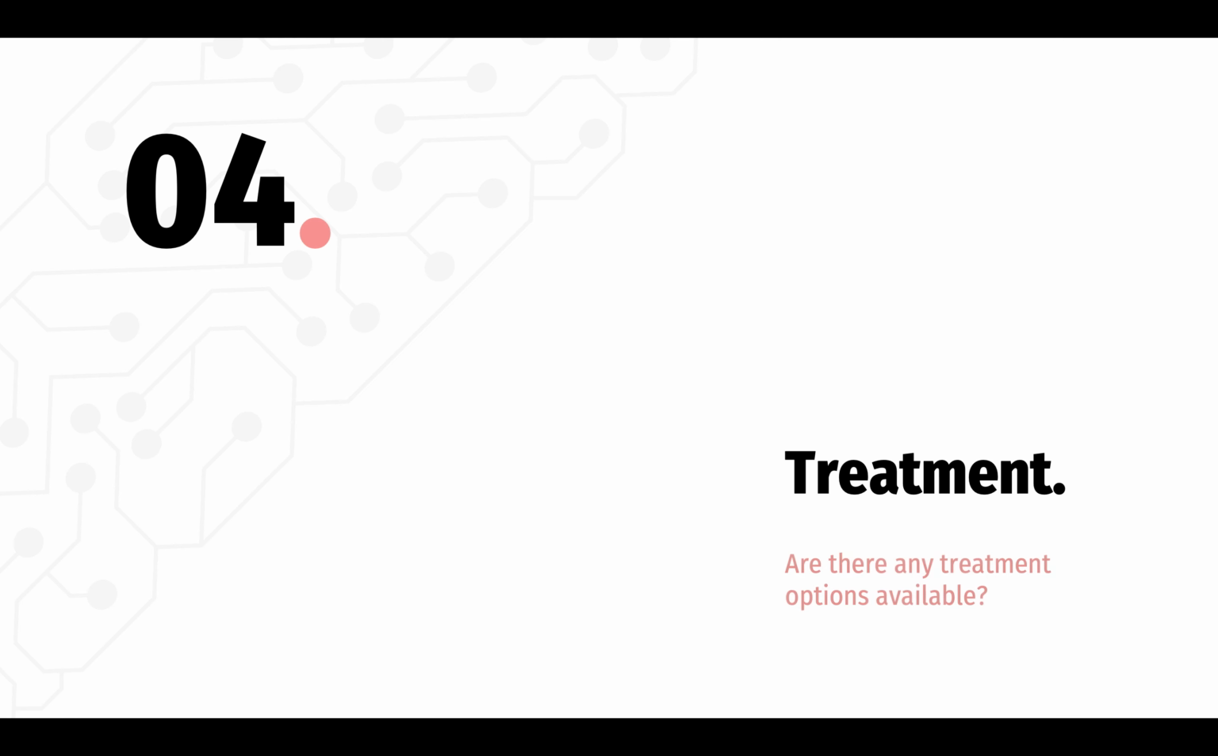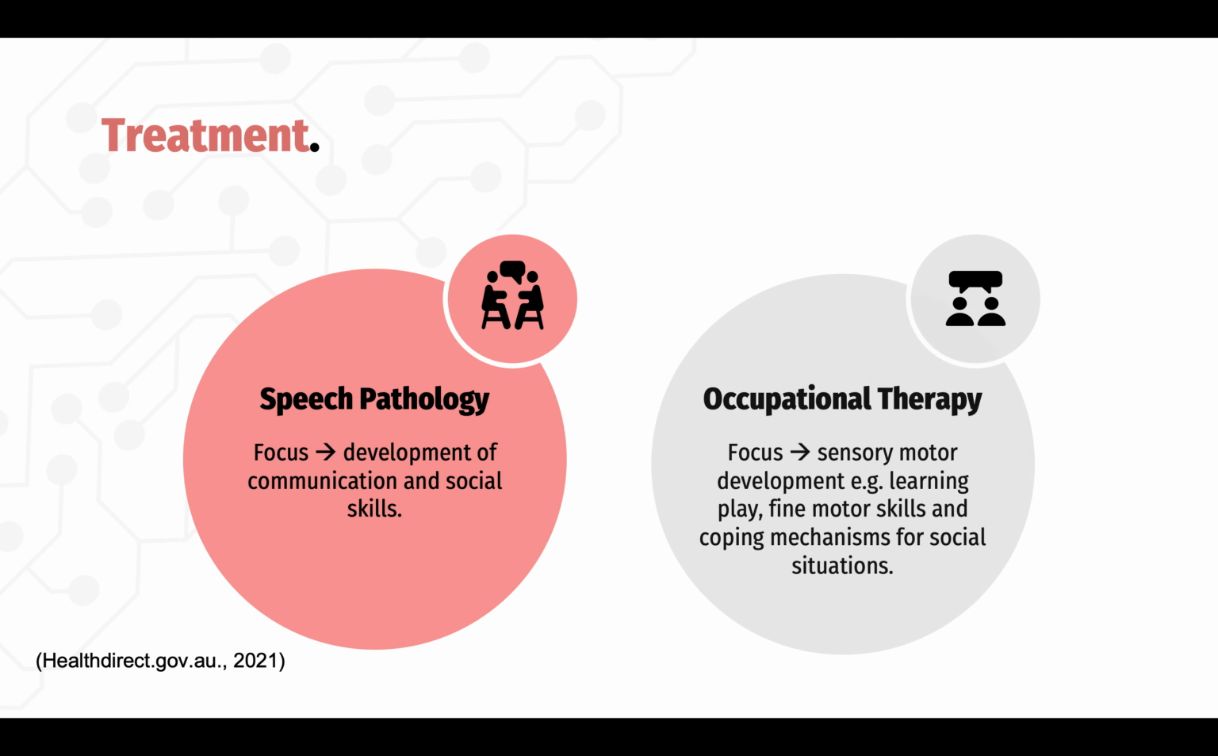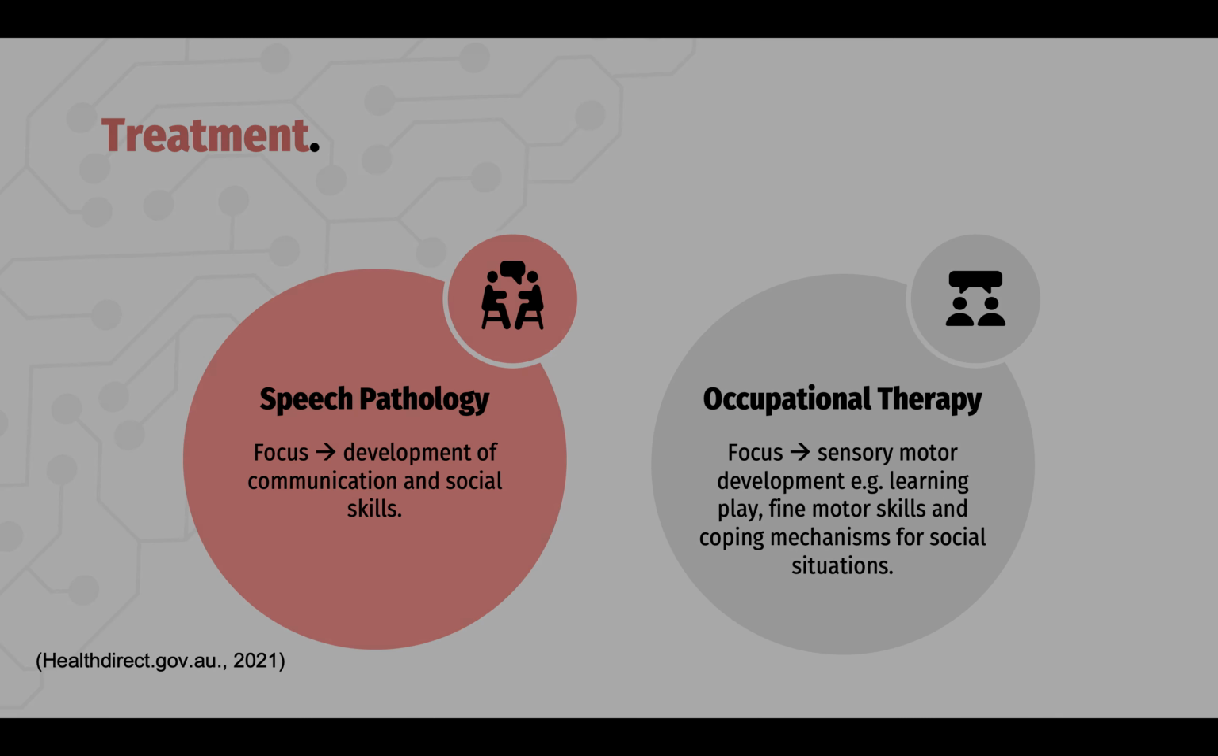Let's move on to treatment options available. The treatment options available are based on the early intervention and management of symptoms, whereby language and social skills are taught through needs-based educational programs and behavioural therapies, such as speech pathology, where the focus is largely the development of communication and social skills, and occupational therapy, where the focus is placed on sensory motor development, such as learning play and fine motor skills, as well as coping mechanisms for various social situations.